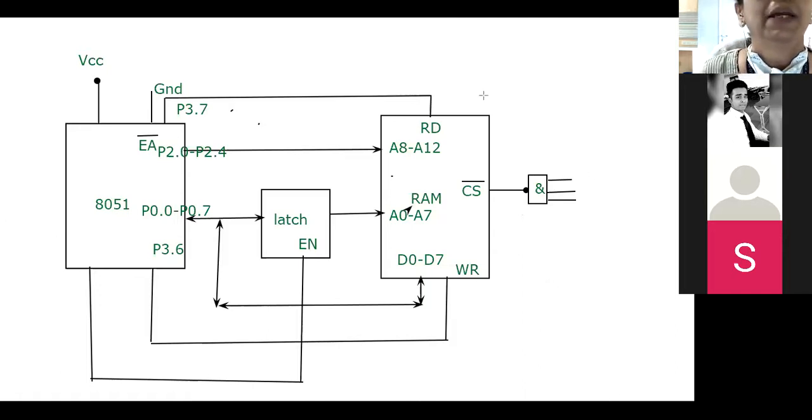And which are the remaining 3 lines, students? It is A13, then A14, and the last one is A15. So all these lines should be used to generate a chip select signal for the RAM.